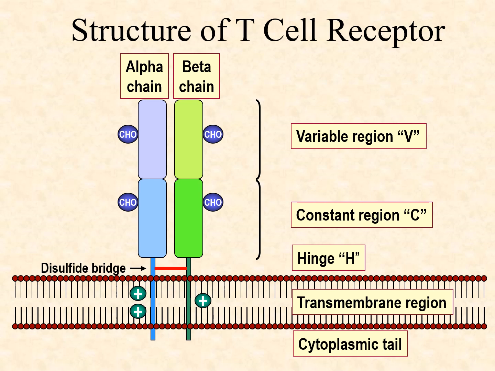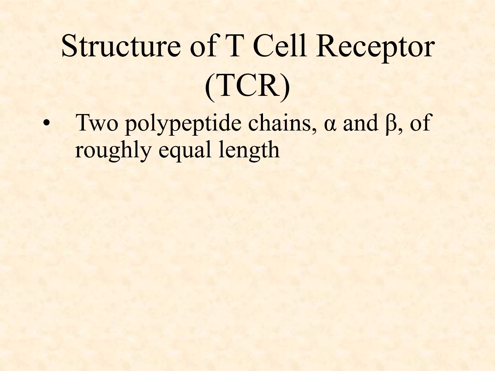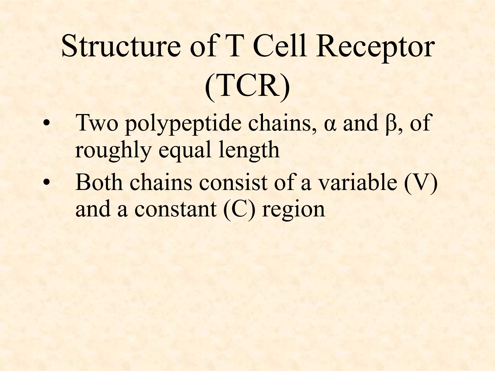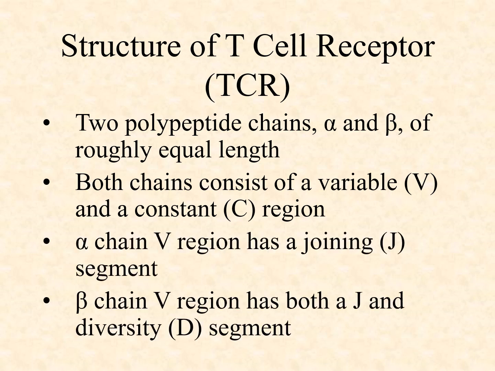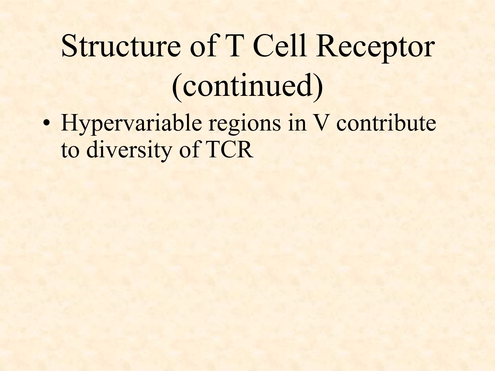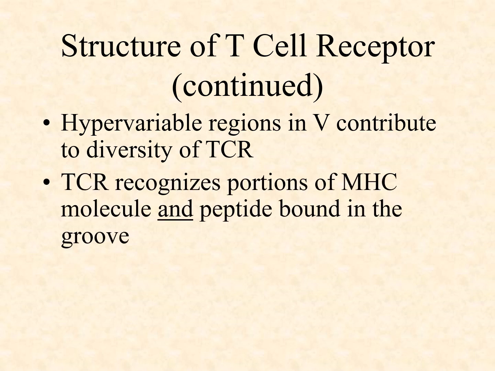Structure of the T cell receptor: alpha chain, beta chain, variable region and constant region, transmembrane region. Two polypeptide chains, alpha and beta, of roughly equal length. Both chains consist of a variable and a constant region. The alpha chain V region has an adjoining J segment. The beta chain V region has both J and diversity D segments. Hypervariable regions in V contribute to diversity of the TCR.